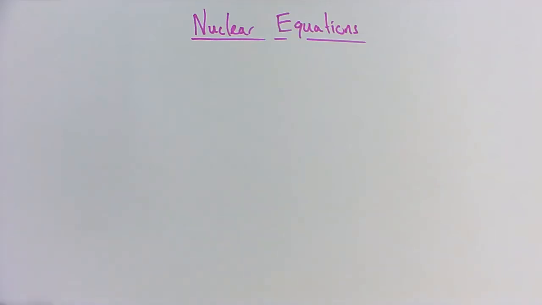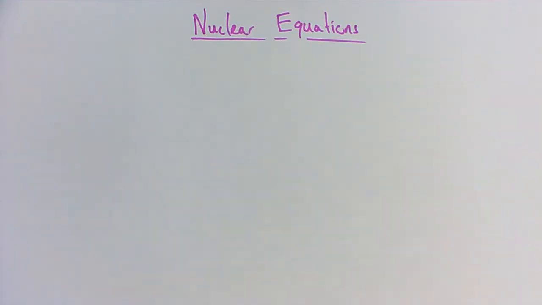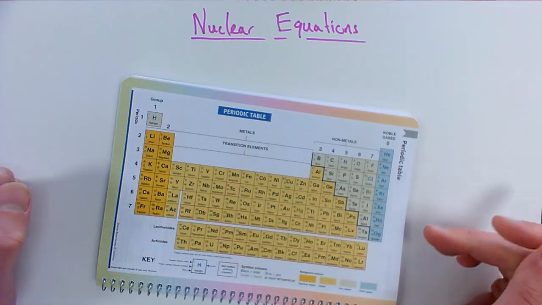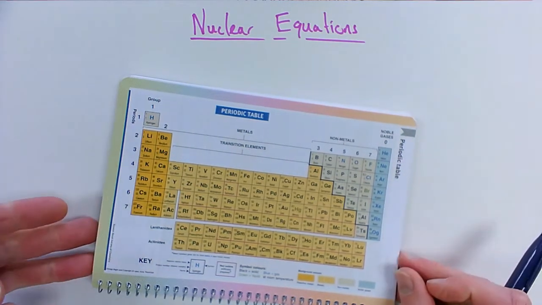In this film we're going to go through the part of the physics GCSE specification on nuclear equations, and it would be useful for this film if you got yourself a periodic table to look at. I'd suggest if you've not got one, pause the film now, find your periodic table and get yourself set up.